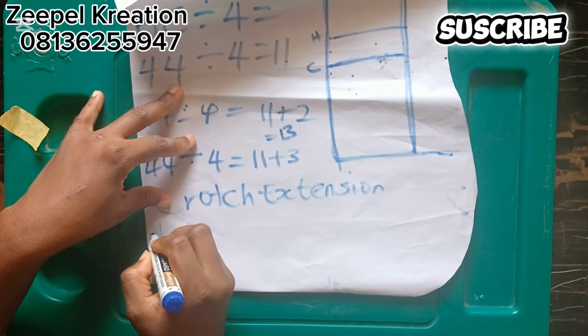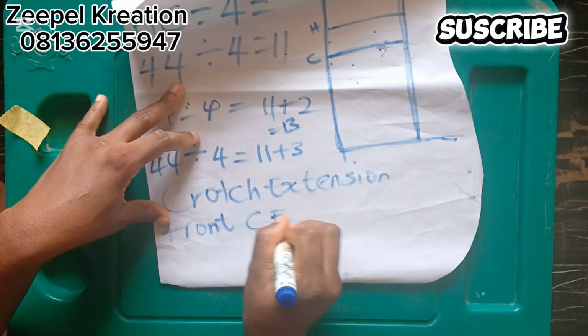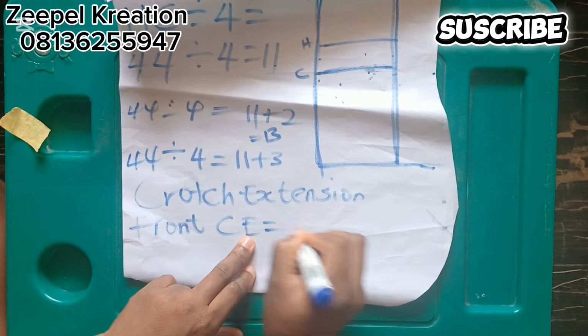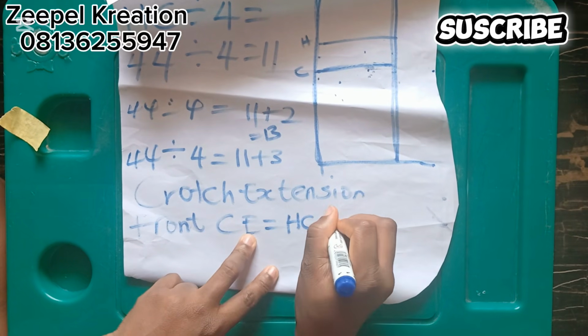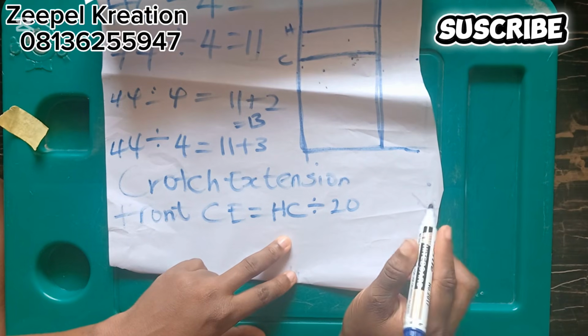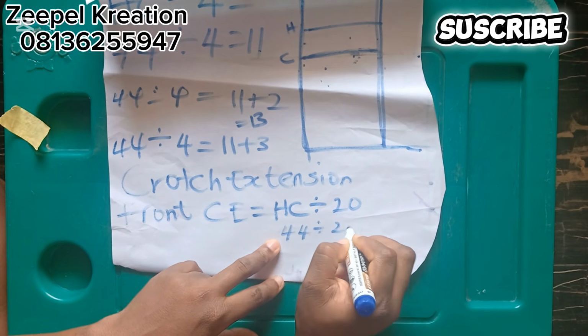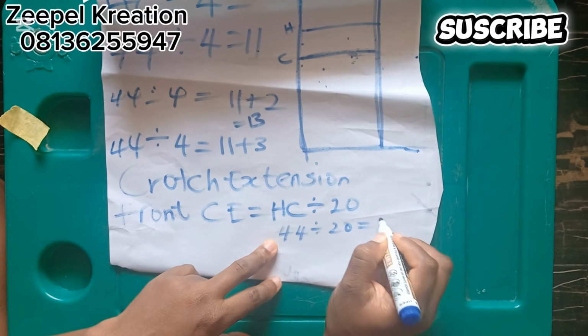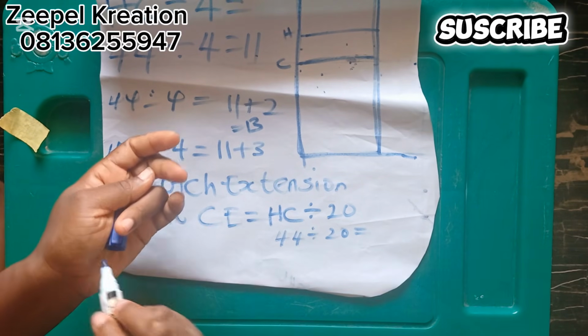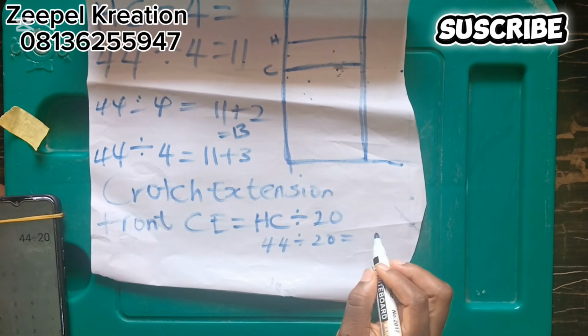Now for the front crotch extension, front CE. This CE means crotch extension. We have your hip circumference divided by 20. So hip 44 divided by 20 will give me my front crotch extension. So 44 divided by 20 will give me 2.2.